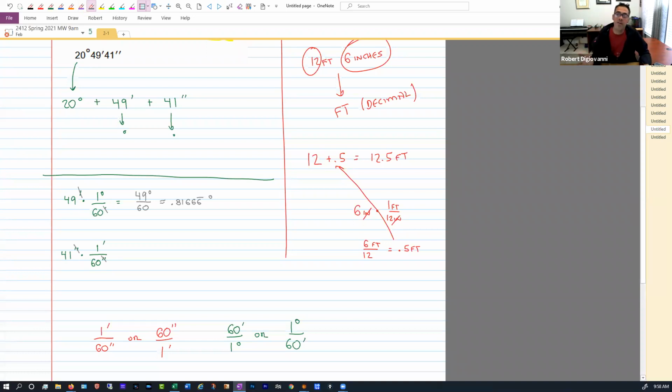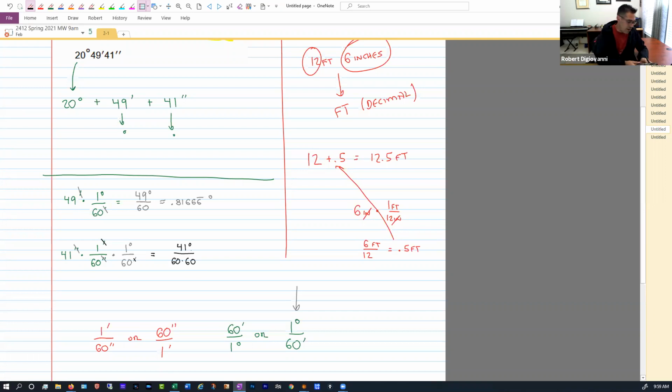But now I'm still in minutes, right? So I need minutes to go to degrees. So now I'm going to do this one next to that: 1 degree over 60 minutes. And now the minutes will cancel. So at the end of all this, you multiply straight across, you're going to have 41 degrees over 60 times 60, which is 3,600. I heard someone say that.